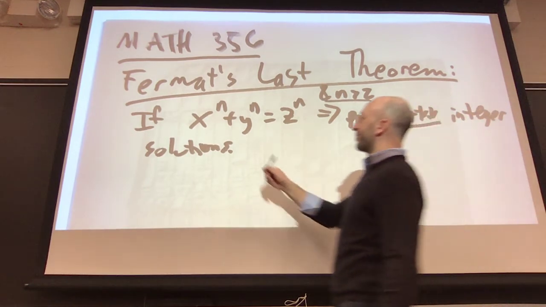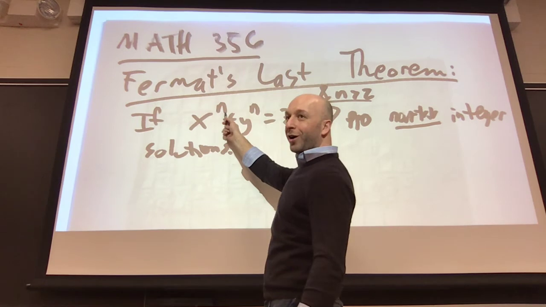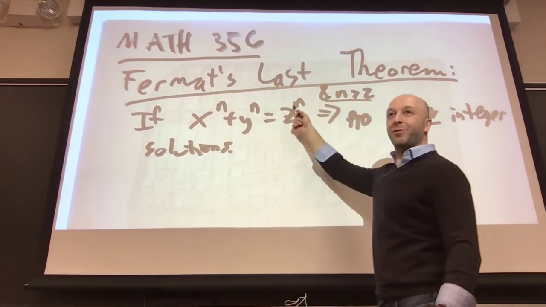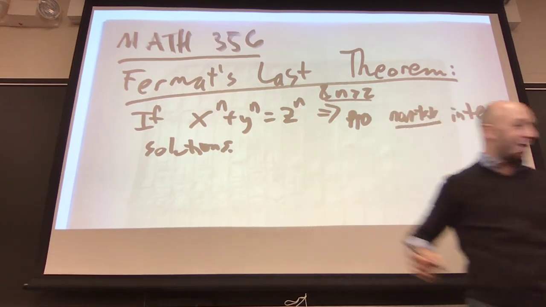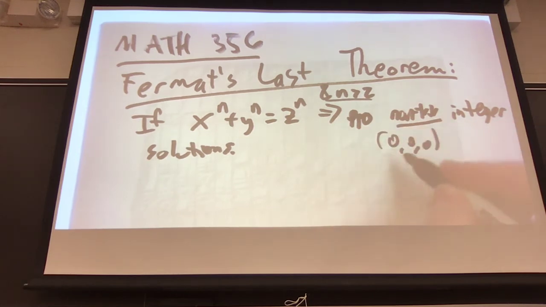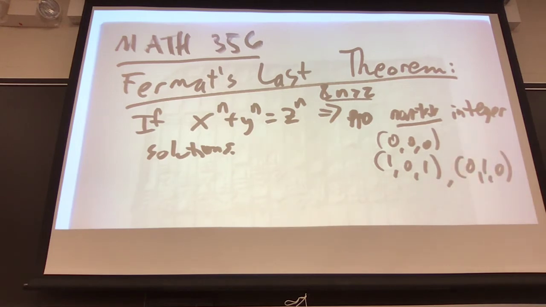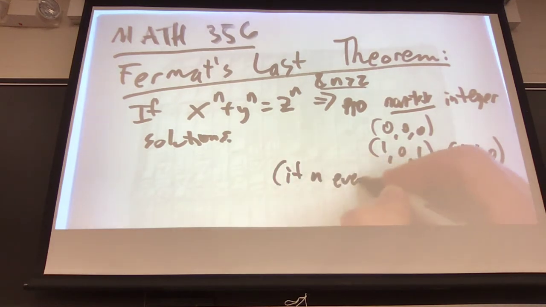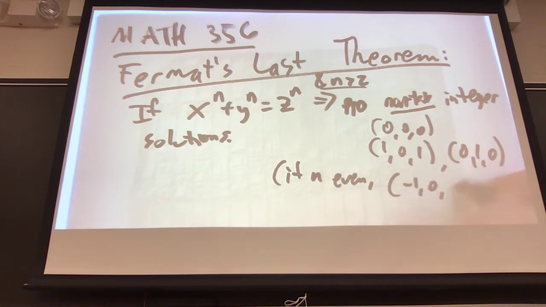Also, let's say n is 24, then negative 1 to the 24 plus 0 to the 24 is negative 1 to the 24. Right? So lots of trivial solutions. 0, 0, 0 is a trivial solution. 1, 0, 1 and 0, 1, 0 are trivial solutions. If n is even, then negative 1, 0, 1 is also a trivial solution.